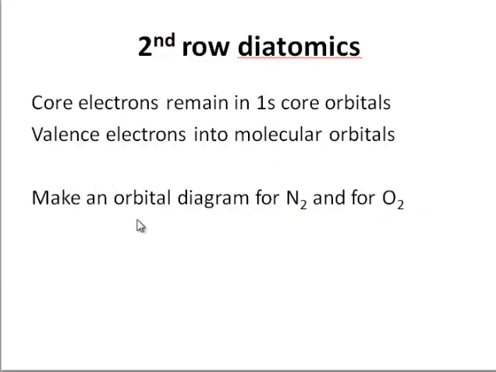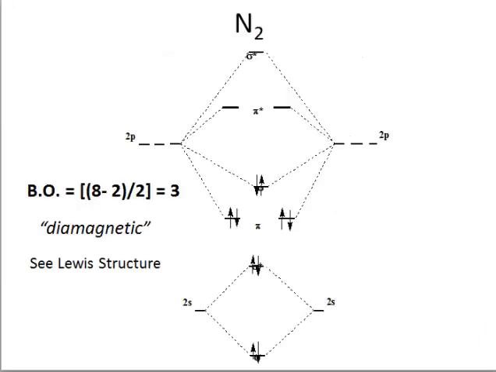Alright, referring to the energy diagram on the last slide, you should be able to make orbital diagrams for N2 and O2. Here is N2, for example. There are 2, 4, 6, 8, 10 valence electrons. 2 go here, then 2 go here, and then 1, 2, 3, 4 go here. 2, 4, 6, 8 electrons in the picture, and then electrons 9 and 10 go here.